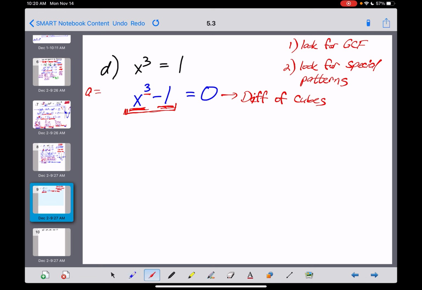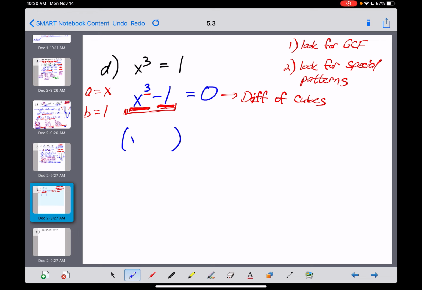A is the cube root of your first term. The cube root of x cubed is just x. And b is the cube root of this number right here. The cube root of 1 is just 1. So here we go, guys. Factoring a difference of cubes, we begin with a binomial. And that binomial is a minus b.